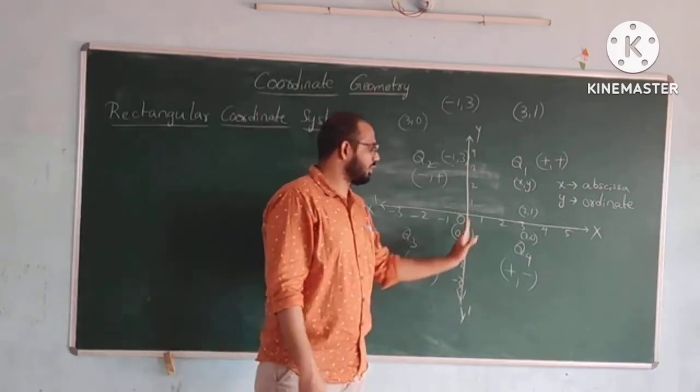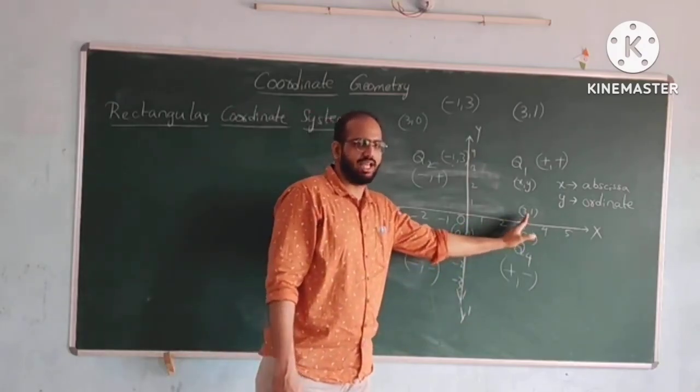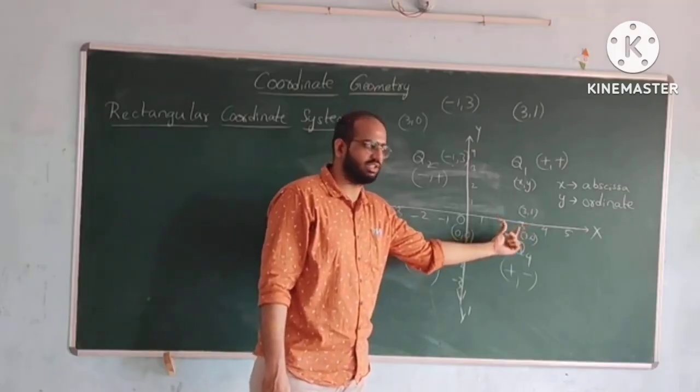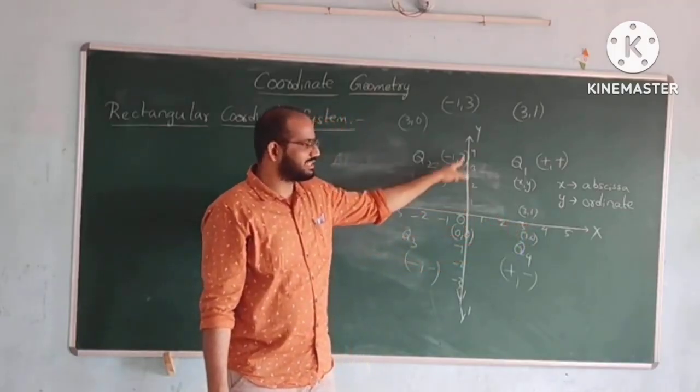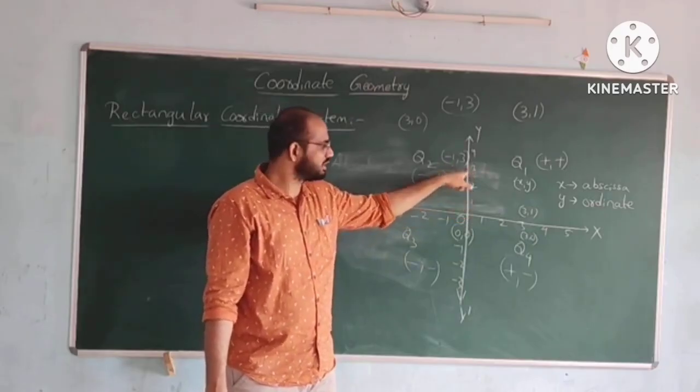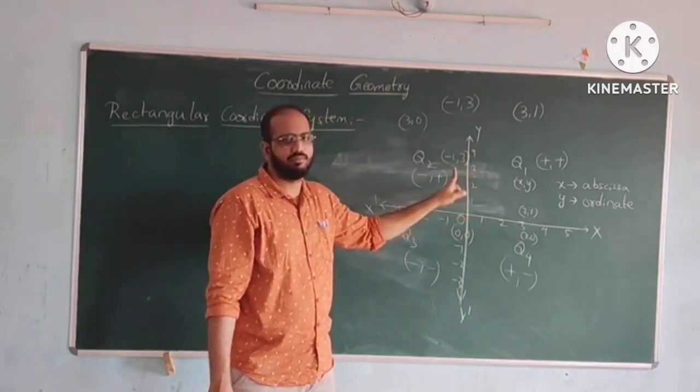Every point on the x-axis will have its y-coordinate 0. So the general point on the x-axis is x, 0. Every point on the y-axis will have its x-coordinate 0. So the general point on the y-axis is 0, y.